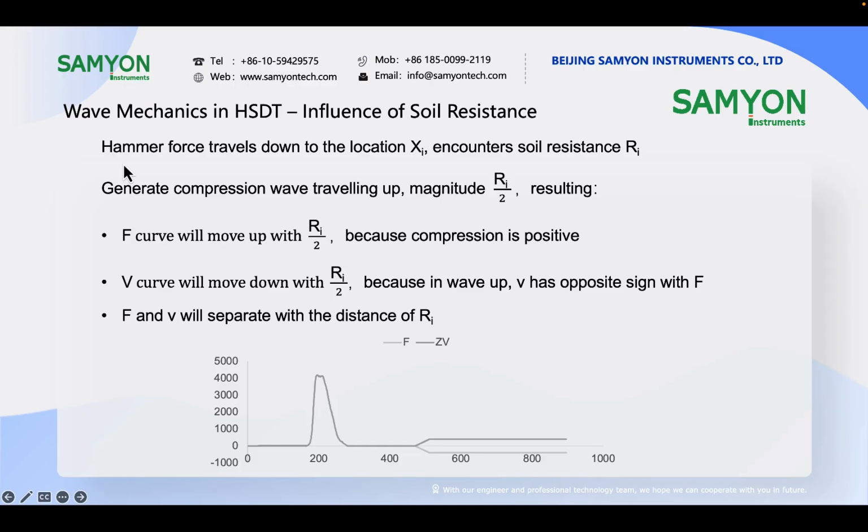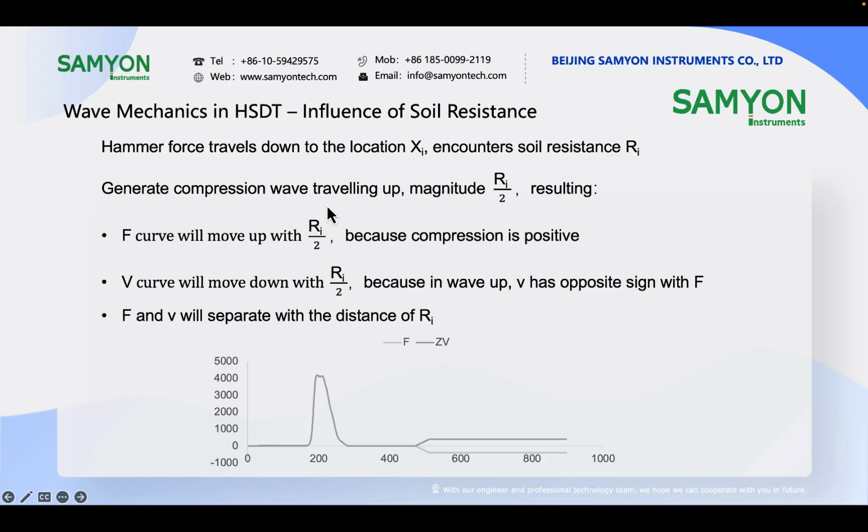Let's say there is only one soil resistance, Ri, at the location of Xi. When the input force travels to the location of Xi, it will meet the soil resistance. So let's cut the pile at the location X into two parts. For the upper part of the pile, the soil resistance will stop the pile from going down, right?